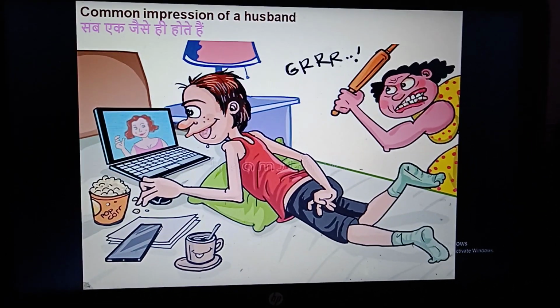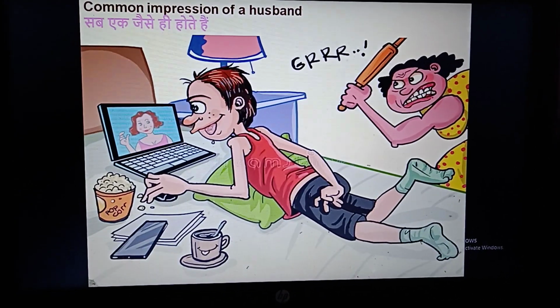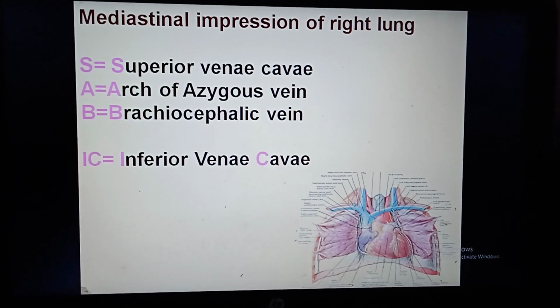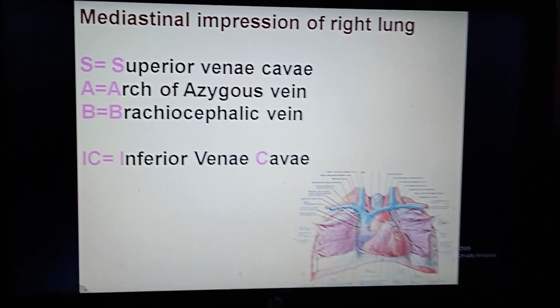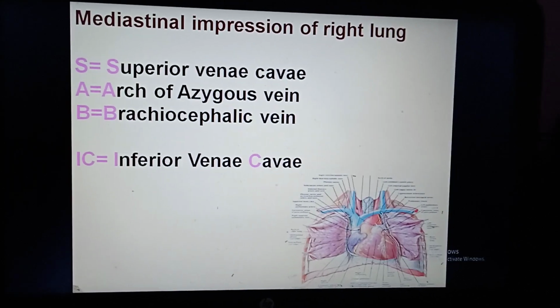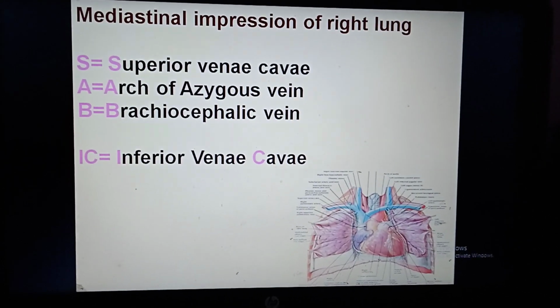Common impression of a husband, सब एक जैसे ही होते हैं. So mediastinal impression of right lung, SUB, that is superior vena cava, arch of azygous vein, B for brachiocephalic vein, and IC, that is inferior vena cava.